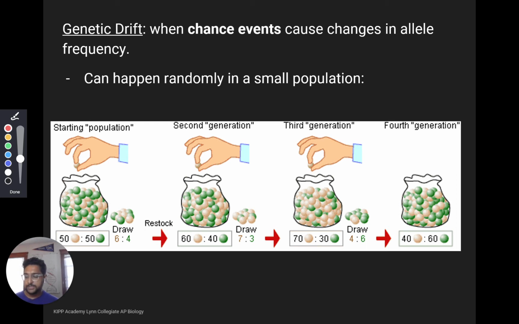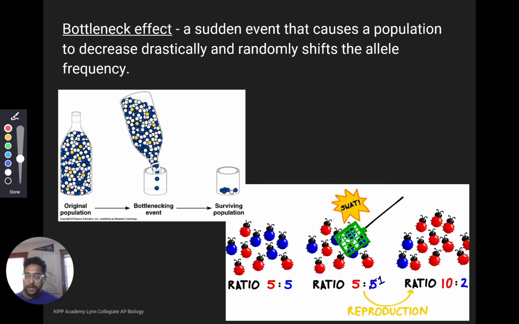And there's two basic types of genetic drift that we want to look at. The one is called the bottleneck effect. The bottleneck effect is a type of genetic drift, and it's caused by a sudden event that causes the population to decrease drastically and then randomly shifts the allele frequency.